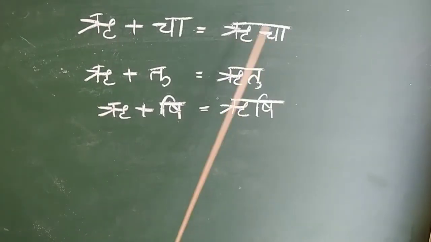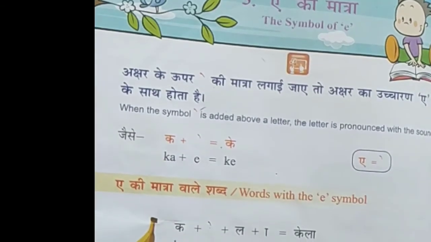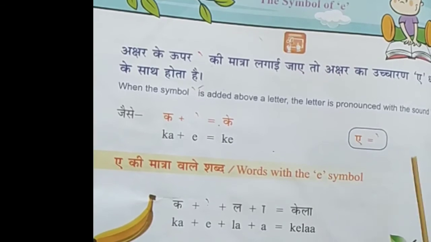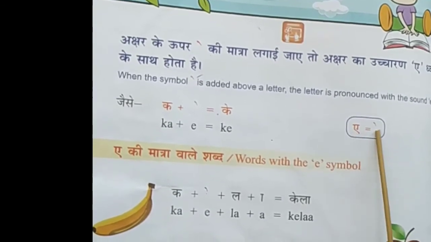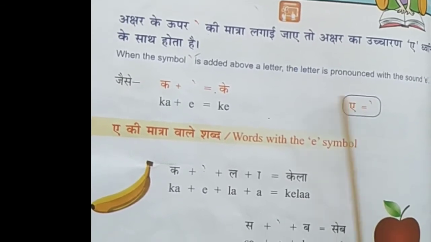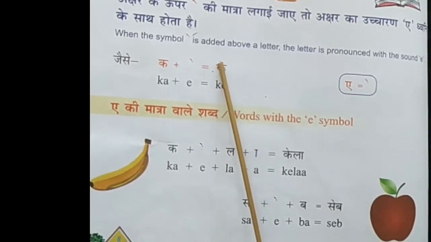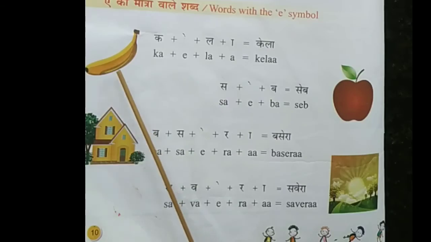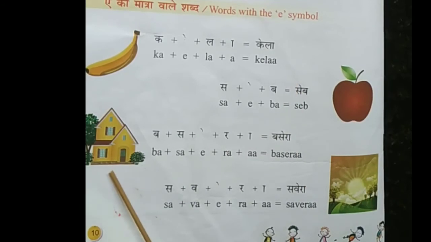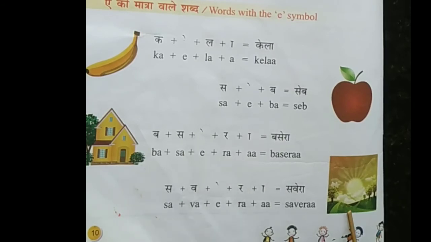Is it clear? Okay. Now you move to lesson 3, Eki Matra. Part 3, Eki Matra, the symbol of A. See, this is the letter A and it is the symbol of A. This symbol is always added above a letter. See the example. Ka adik A, ke. The symbol is added above a letter. Now look, what is it? Kela, and this Seb, and this Besera. Besera means a kind of house, and this is Savera. Savera means morning.